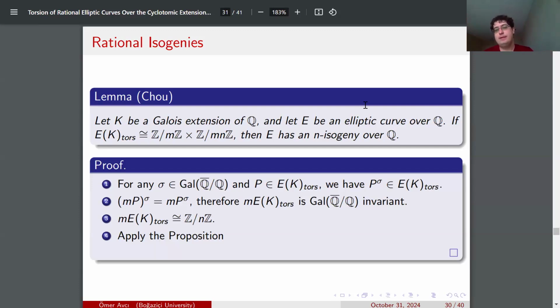Take any K torsion point, act on it, and it's still a K torsion point. And the multiplication is Galois invariant. So if you act on mP with sigma, then it's just m times P to the sigma. So we can see m times the torsion group is Galois invariant, Galois group Q bar over Q invariant, and it is isomorphic to Z modulo n. We apply the proposition, so E has an n isogeny.